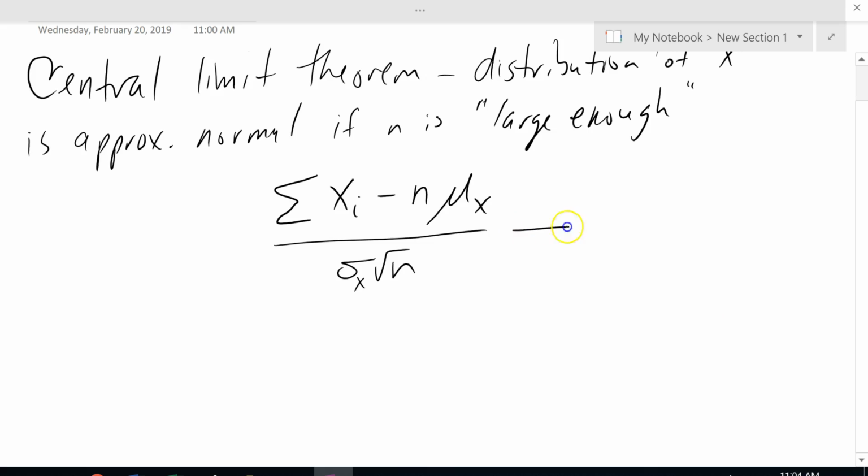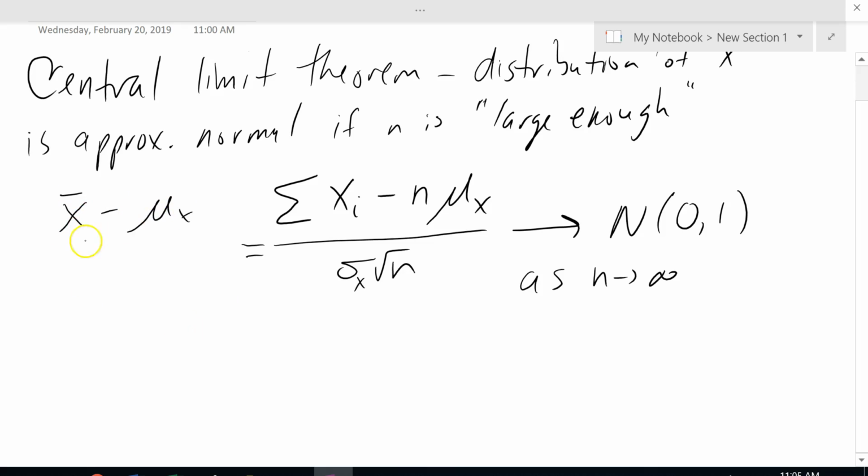So this approaches a standard normal distribution as n goes to infinity. It's a limiting distribution. That fraction is, I think, the formal statement of the central limit theorem. But if we divide top and bottom by n, I get the more familiar form: 1 over n times the sum of the x's, that's the sample mean, minus the mean of the population, over sigma over the square root of n. You get your more familiar statement involving sample means.